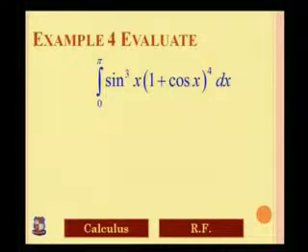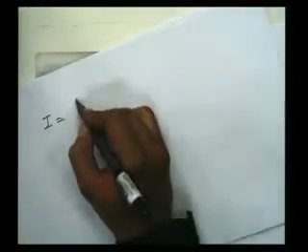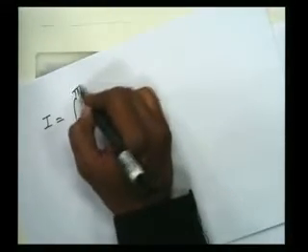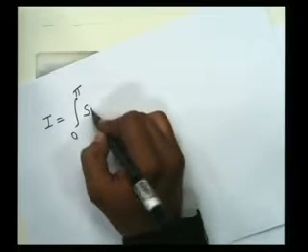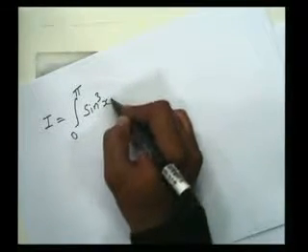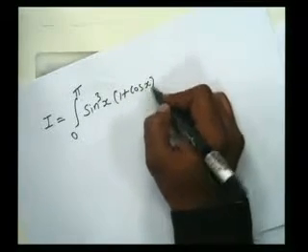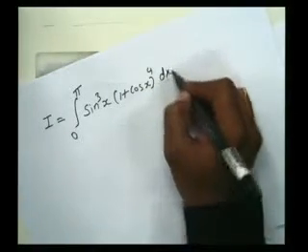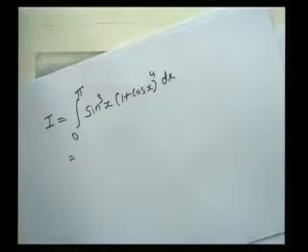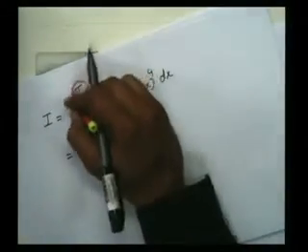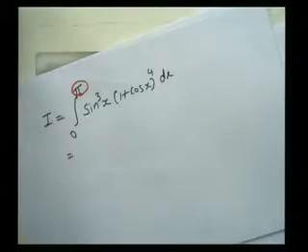Now some examples in which the function is not in the standard form, but we can convert it into the standard form. Just look at the example. I equal to integration 0 to pi sin raised to 3x into 1 plus cos x raised to 4 dx. Here the upper limit is pi in place of pi by 2.